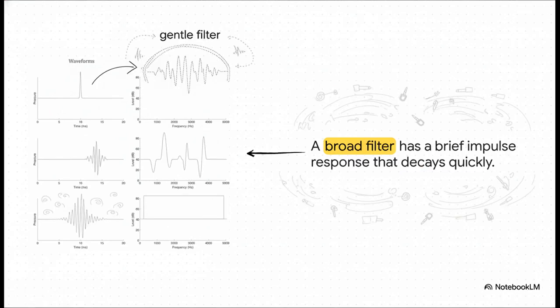So we take that impulse, all those frequencies at once, and we shoot it through a broad, gentle filter. And what do we get? Well, as you can see in the waveform, we get this little burst of sound that wiggles for a moment and then dies out really fast. That is the filter's impulse response. It's literally the sound of the filter itself.